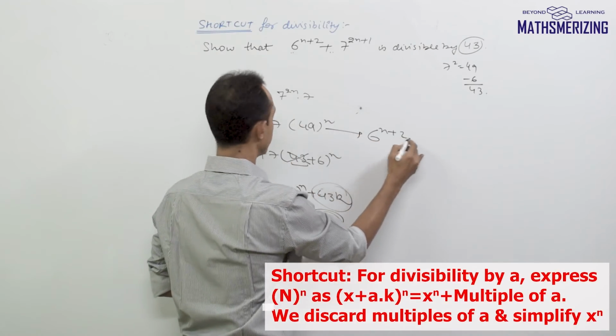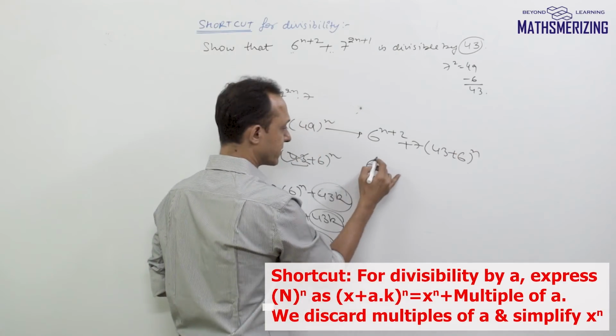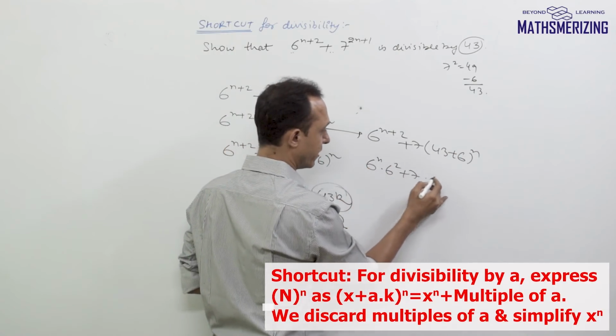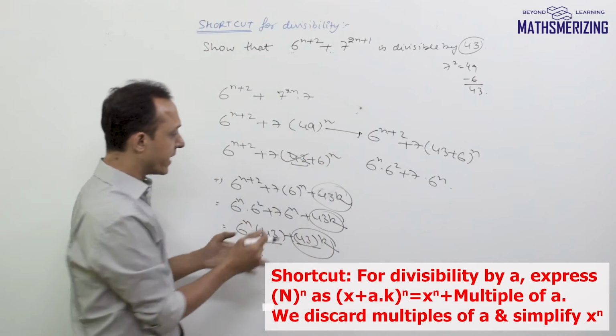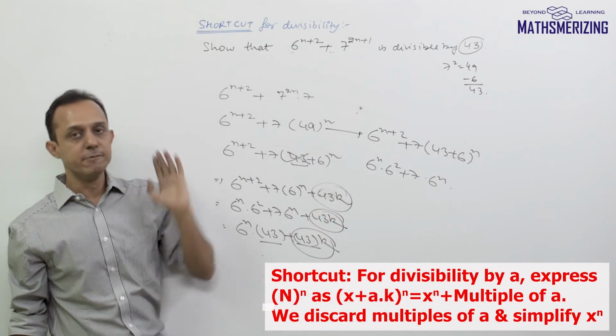6^(n+2) and then 7. This is (43 + 6)^n. So I'll just write 6^n into 6 squared, 7 into 6^n. I won't write this 43k every time. So this is how we are going to use the shortcut for divisibility problems.